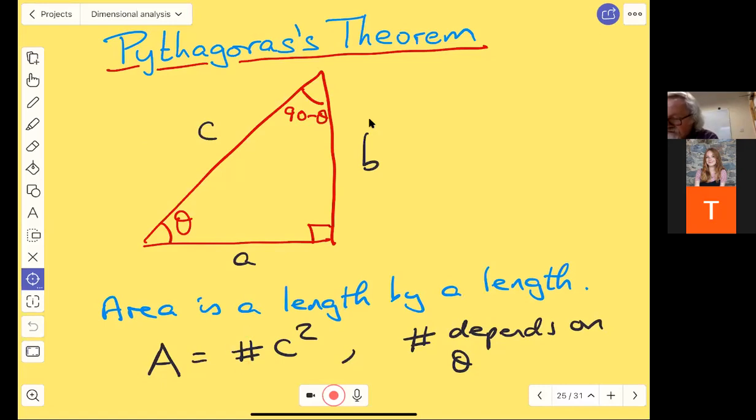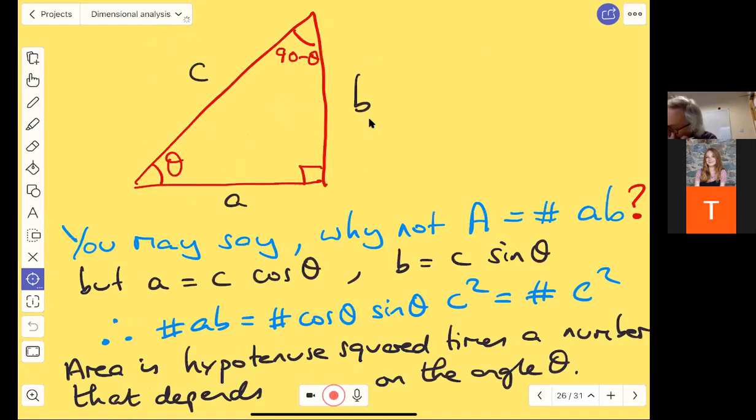So there's going to be some number, but times c squared. And that is our dimensional start for proving Pythagoras's theorem. Now, some of you may be thinking, well, hang on, why do you not say that the area is some number, whatever it is, times a times b, or should we be adding these things?